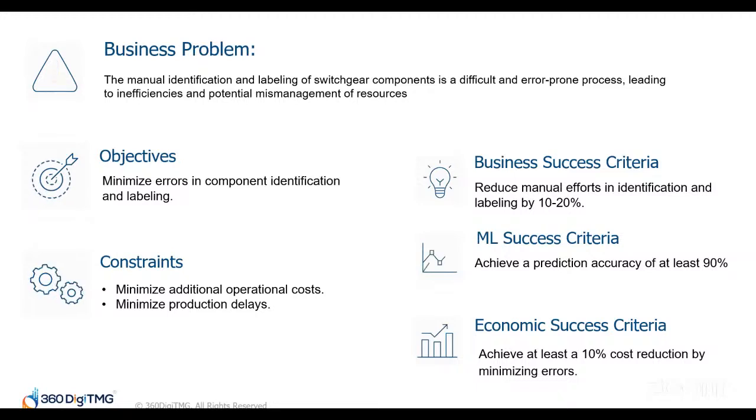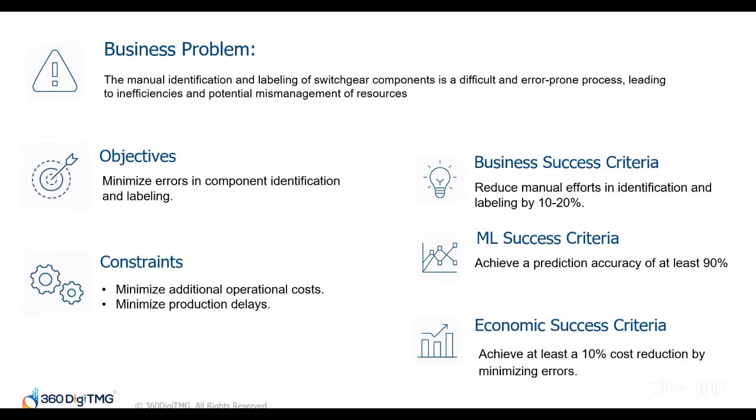So now let us discuss the success criteria. As I mentioned earlier, the business success criteria is to reduce manual efforts in identification and labeling by 10 to 20%. What is the ML success criteria? Achieve a prediction accuracy of at least 90%. We need to be 90% minimum accurate while detecting the cabinet part.